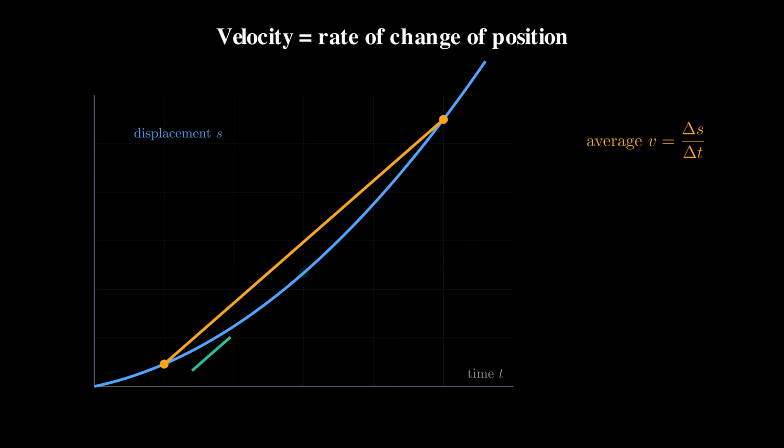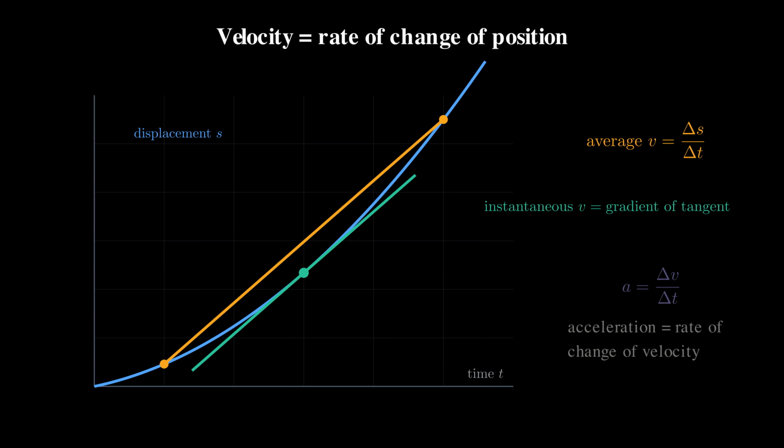It's speeding up. So what's its velocity at a single instant? Shrink that interval until the 2 points collide, and the chord becomes a tangent. The gradient of the tangent at one point is the instantaneous velocity. And acceleration is the very same idea, one level up. The rate of change of velocity. The gradient of a velocity time graph. Position, velocity, acceleration. Each is the slope of the one before.